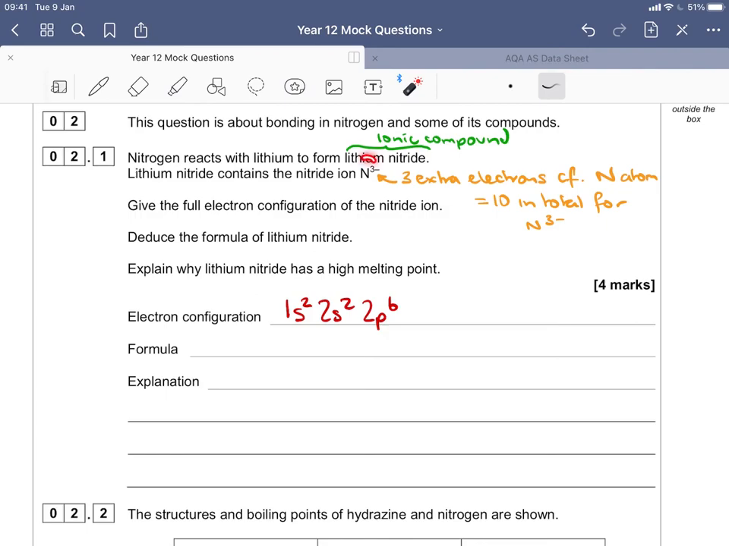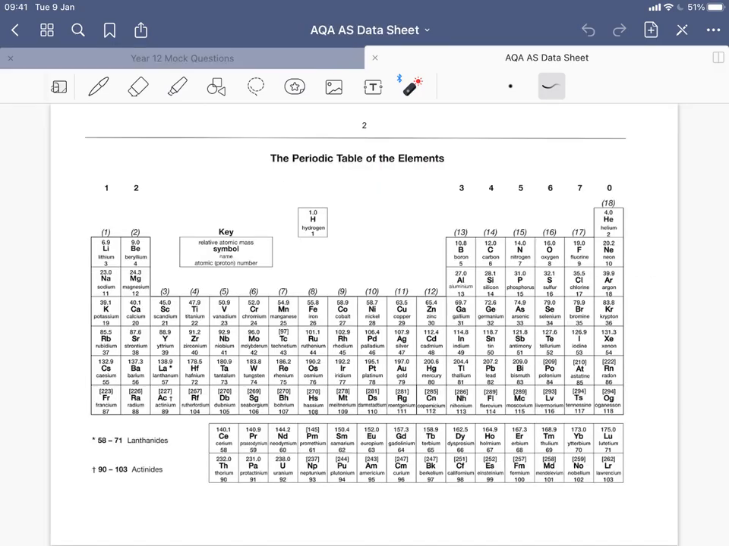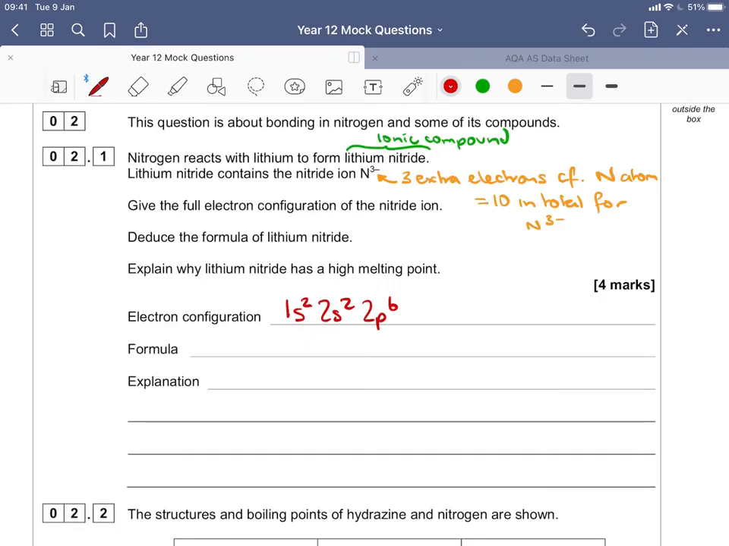So we've got a 3- charge on our nitride ion, and if we look on our periodic table at where lithium is in group 1, so lithium is going to form a 1+ charge. And so if we're going to achieve an overall charge, if you like, of 0 in terms of our ratio of ions, then we need 3 1+s to cancel out the 3-. So our formula is going to be Li3N.